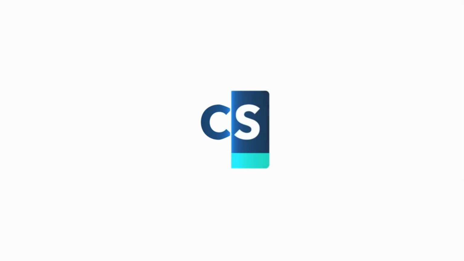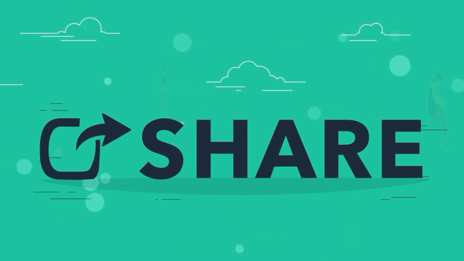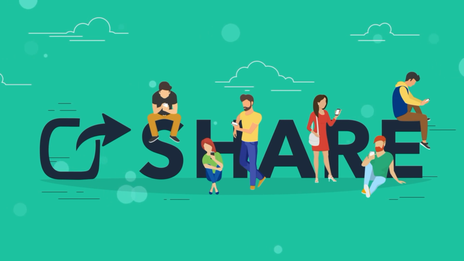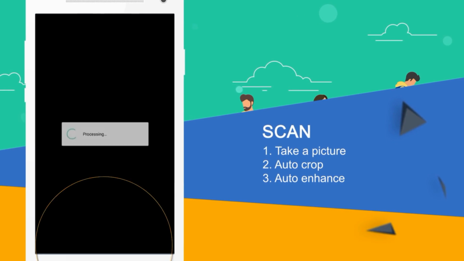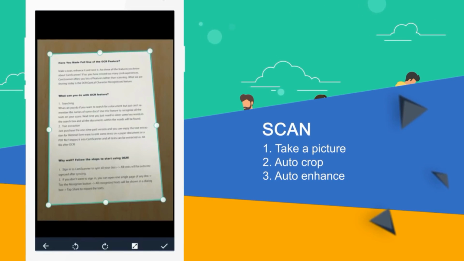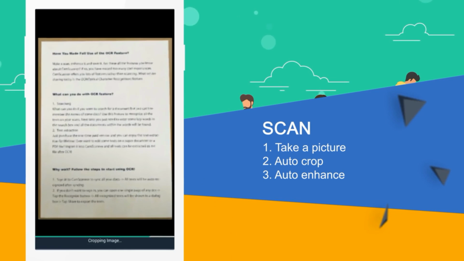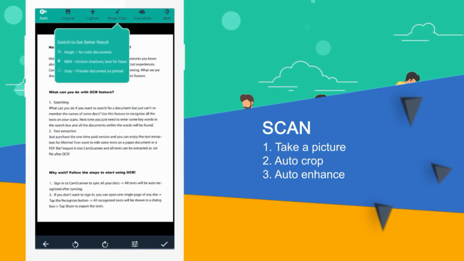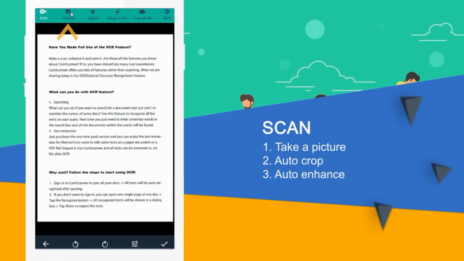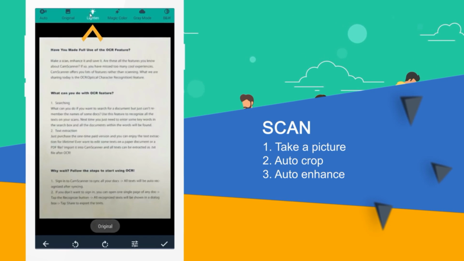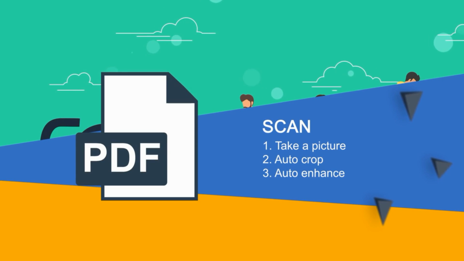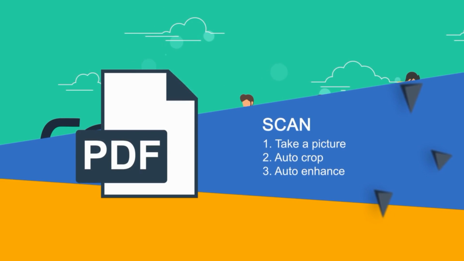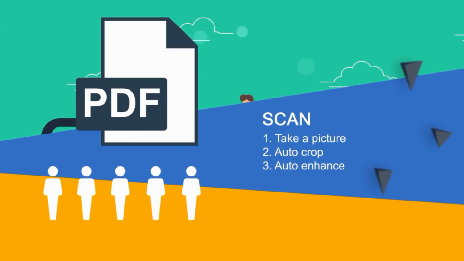Scanner allows you to scan and share any information whenever and wherever you want. Just take a picture of whatever you want to scan. The auto cropping removes the unused edges, and the auto enhancing makes the picture sharp and clear within 1 second. You may also manually choose one of the 5 enhancing modes to customize the scans, and then you can generate a PDF version with one tap and share it with others.